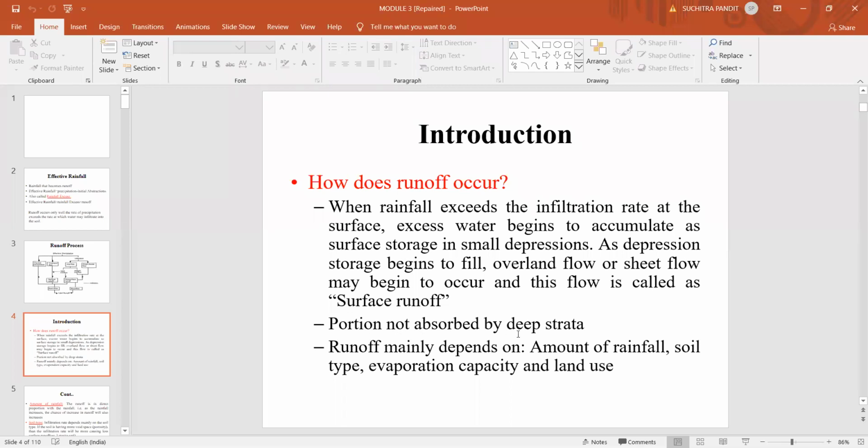Now the portion not absorbed by the deep strata is also called runoff. Runoff mainly depends on the amount of rainfall that has taken place or the intensity of rainfall, the soil characteristics or the soil type, the evaporation capacity, and the type of land use. So whether it is a barren land, a cultivated land, or a forest land.